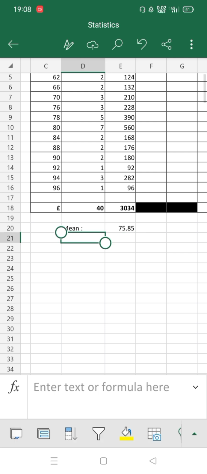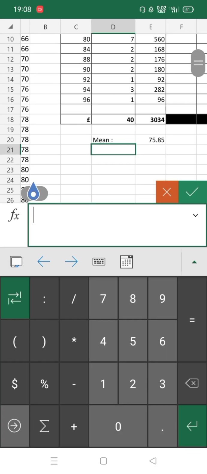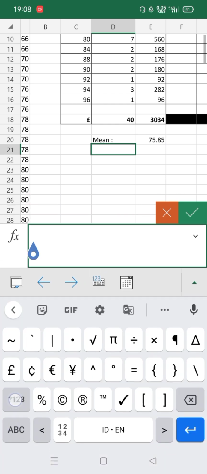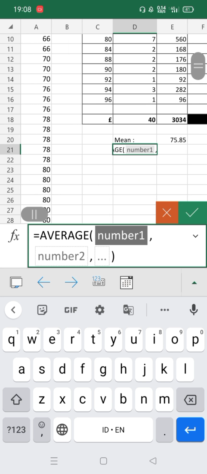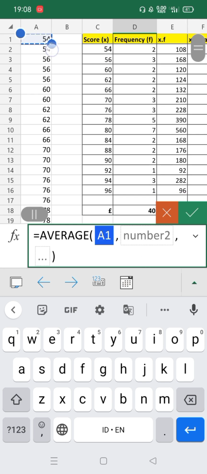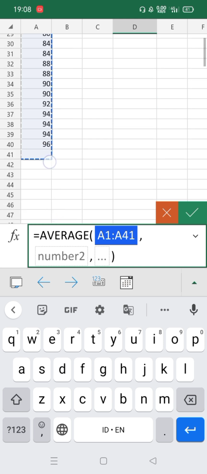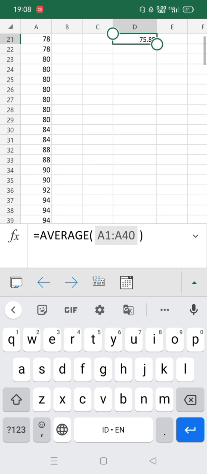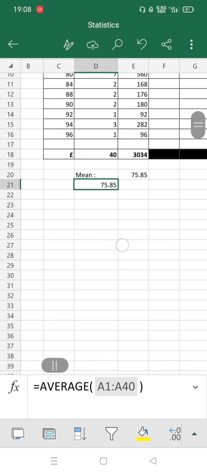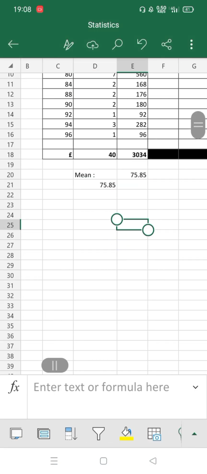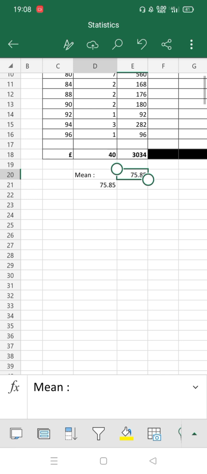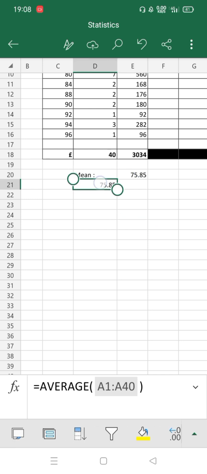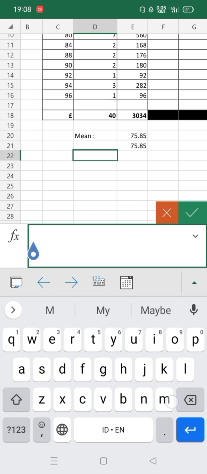Actually, there is a much easier way to look for the mean. You just write equal and AVERAGE, and you block this number until the end, and twing, you also got 75.85 as the mean. This is the normal way, and this is the fastest way, right? And we move on to the next, we look for the median.